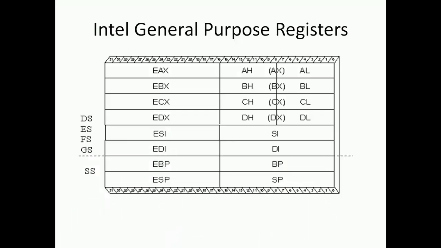In addition to this, there are 6 segment registers, namely CS, DS, ES, FS, GS, SS, as you see on the leftmost side of this slide. The segment register is one which stores the base of the segment, as I explained earlier, and you have these 6 segment registers here.